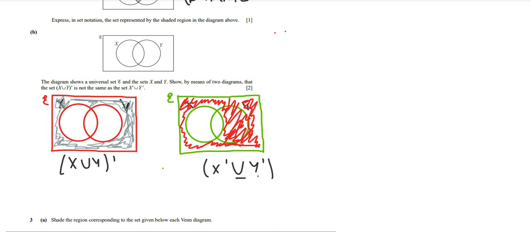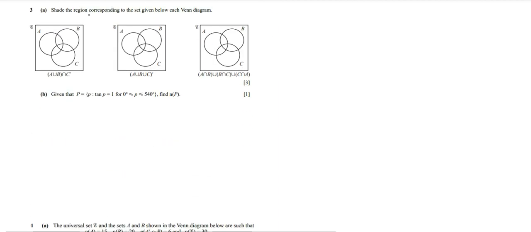And now if we want to shade in Y complement, it's pretty similar. Since we already have the background, all we need to shade in is this region over here. And that gives us everything in X complement and everything in Y complement, right? And pretty obviously, this set here is not the same as this set. They're not equal to each other. So as a conclusion, I would just write three dots and "shown". Okay, that's all. Let's now move on to the next question.